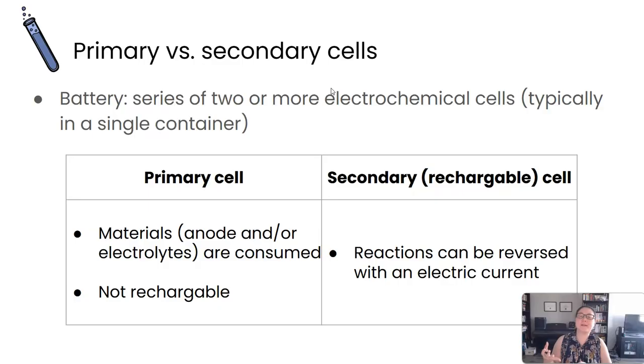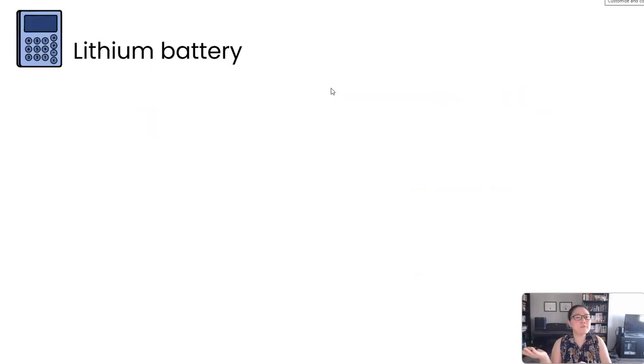In secondary cells, the reactions use up the materials, but you can reverse those reactions to make back up what you have used. These reactions need energy to be reversed, and so that's why you have to plug them in to charge them up.